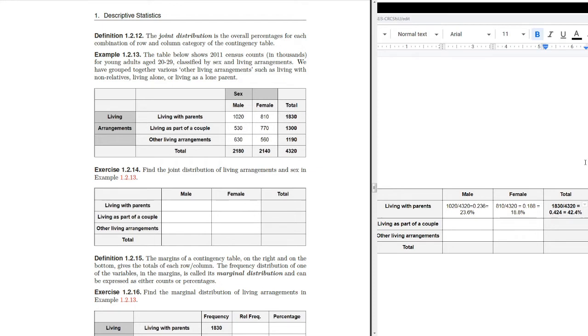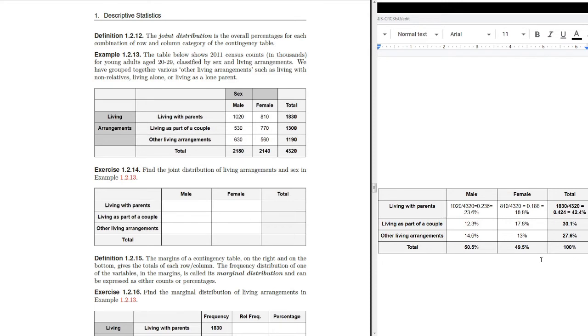And we can perform the same calculations for each of the other categories. And I'll leave it as an exercise for you to double check the calculations. So here is the complete joint distribution table, and it gives the overall percentages for each combination of row and column category. So we can interpret these percentages by saying, for example, for this value here, 23.6% of all young adults in this study are male and live with their parents.